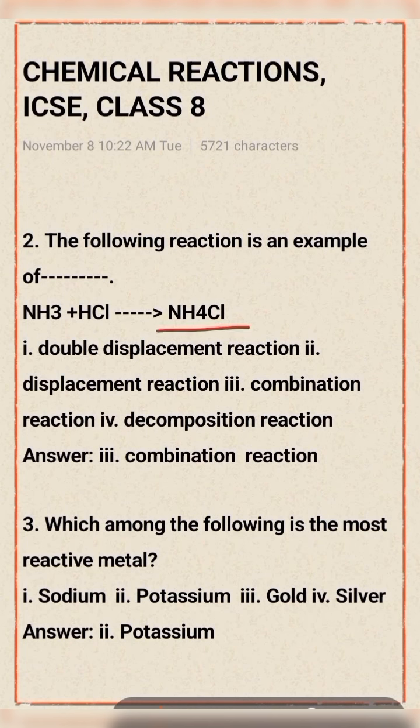Next question, question number 2, the following reaction is an example of NH3 plus HCl gives ammonium chloride NH4Cl. Option 1, double displacement reaction. Option 2, displacement reaction. Option 3, combination reaction. Option 4, decomposition reaction. Option 3 is the right answer, that is combination reaction.